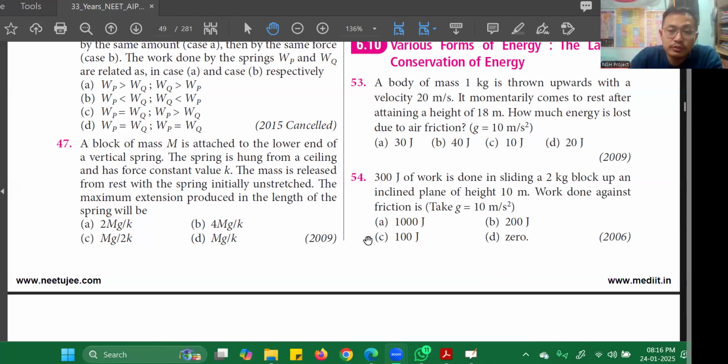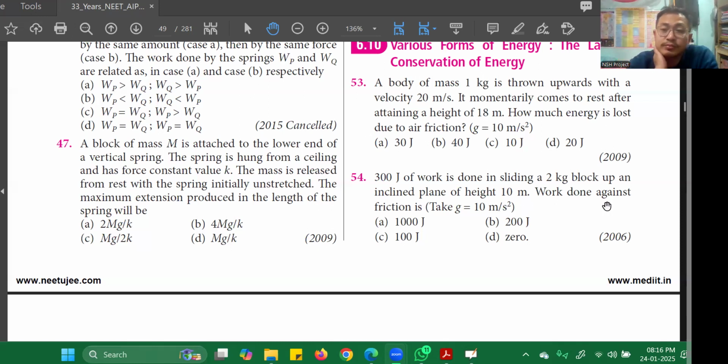So question number 54C: 300 joules of work is done in sliding a 2 kg block up an inclined plane of height 10 meter. Okay, inclined plane, 10 meter. So work done against friction is given.